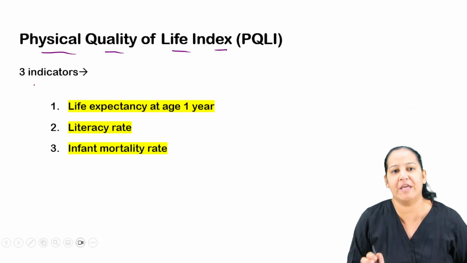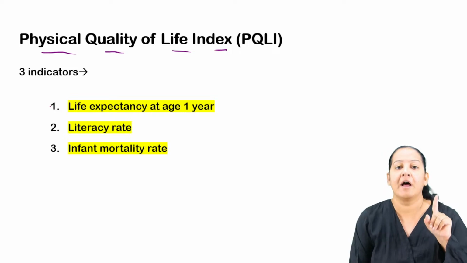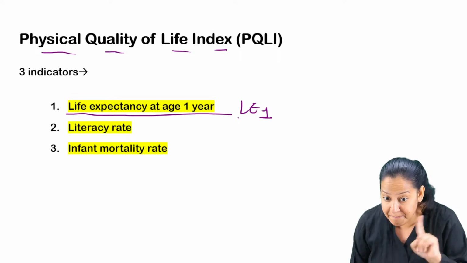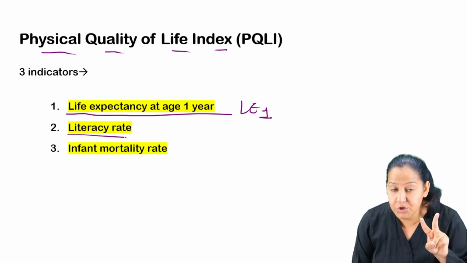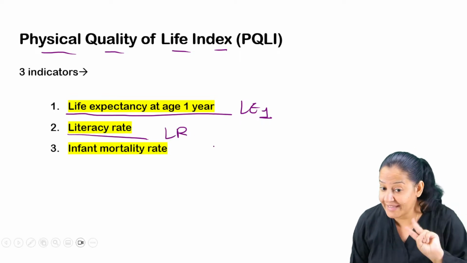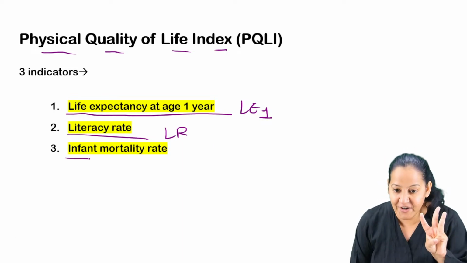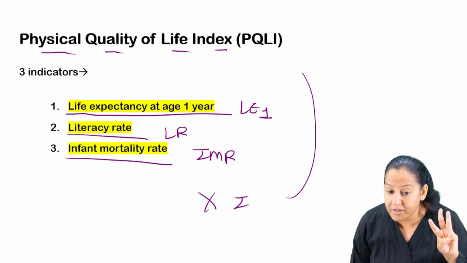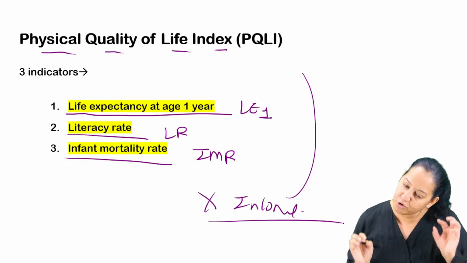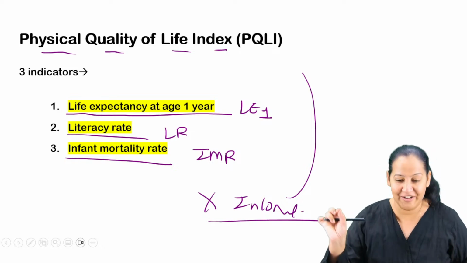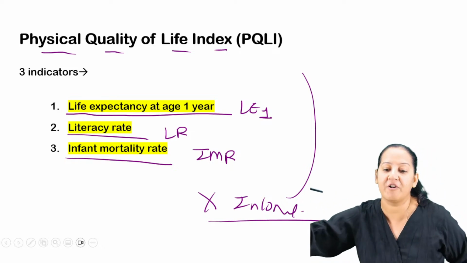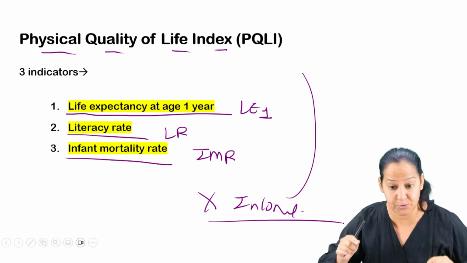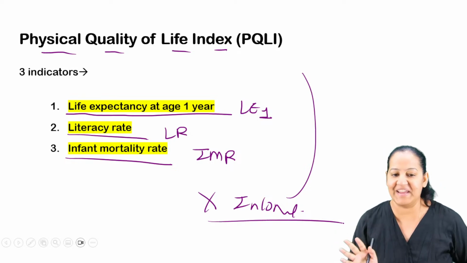I already explained PQLI to you. What are the 3 components of PQLI? For longevity, we take life expectancy at the age of 1, not birth. For knowledge, we are taking literacy rate, not years of schooling. And for standard of living, we are taking infant mortality rate. We are not taking income. So income is not a criterion here. Please learn, because the 4th option is always income. The question is very frequently asked: which of the following is not a component of PQLI? 3 options are these. The 4th one will be income, GDP, GNP per capita. So you have to pick that because they are not considering income as a criterion.